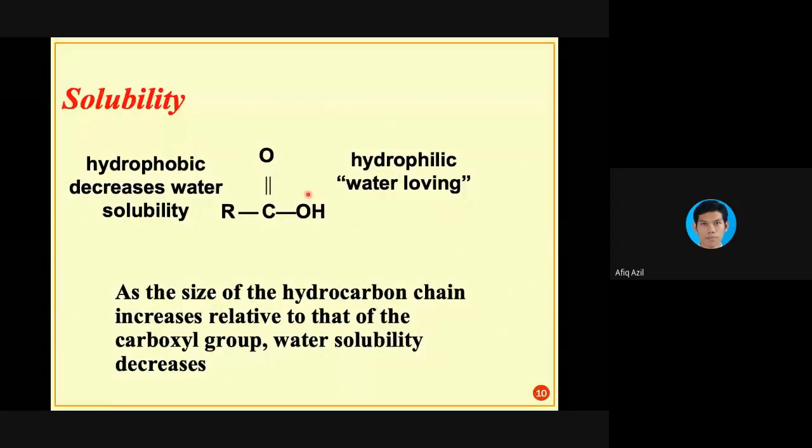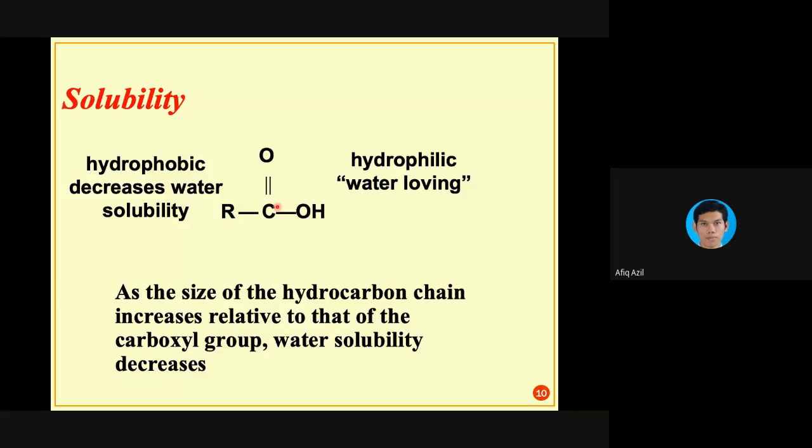And in terms of solubility, the structure of carboxylic acid is divided into what we call the hydrophobic and hydrophilic parts. The hydrophobic part is the part that will decrease solubility in water, which is this R. The longer the R carbon chain is, the lower the solubility. If you have one carbon, then the solubility will be higher. But if you have 14 carbons attached to this COOH, then the solubility will decrease.